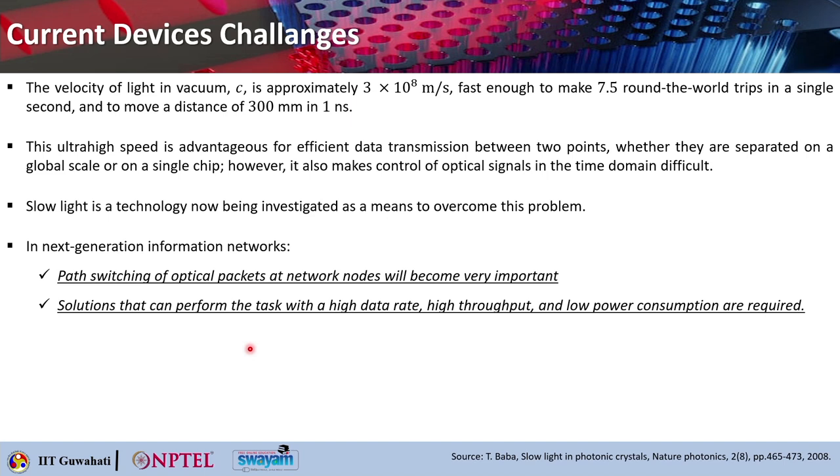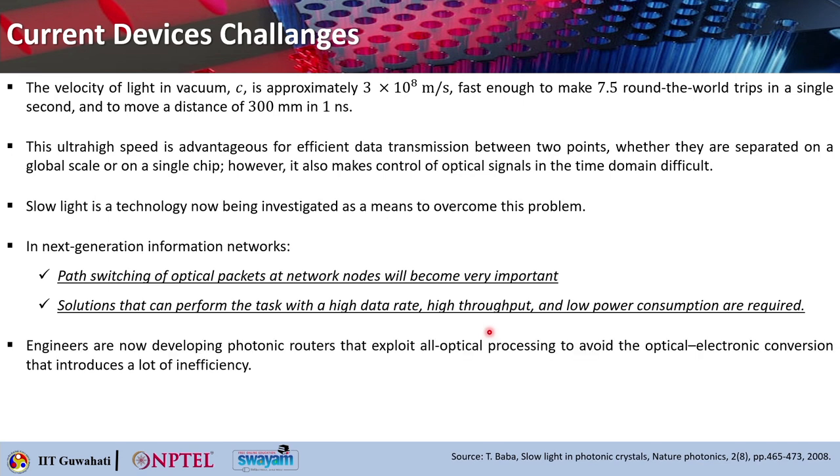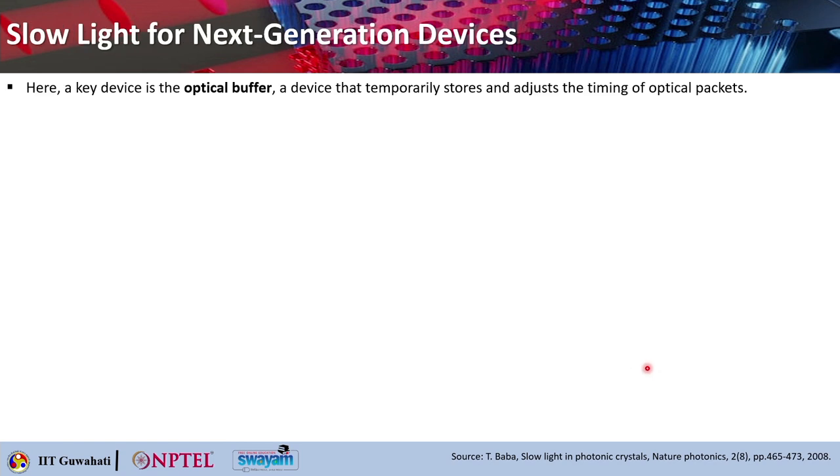So next generation information networks, the path switching of optical packets at network nodes will become very important, and solutions that can perform the task with a high data rate, high throughput and also low power consumption are required. So these are the two important things, okay, which are required for the next generation information networks. So engineers are now developing photonic routers that exploit all optical processing that can avoid the electrical optical conversion, and that also, this conversion basically introduces a lot of inefficiency.